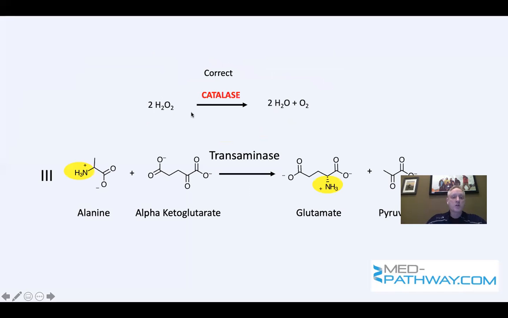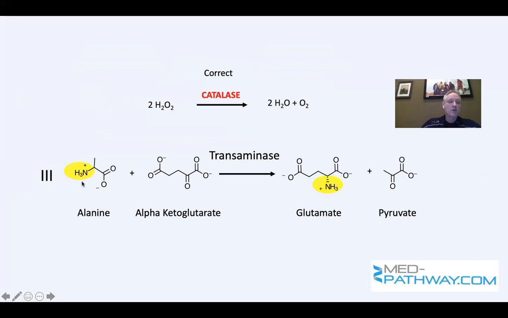The real reaction that the peroxisomes do with catalase is to actually take hydrogen peroxide and turn it into water and oxygen. Now, number 3 is incorrect because this is a transaminase reaction. And what that does is not an oxidation event, but rather takes an amino group off a substrate like alanine and adds it to alpha ketoglutarate to get glutamate plus the cognate alpha keto acid, which is pyruvate.